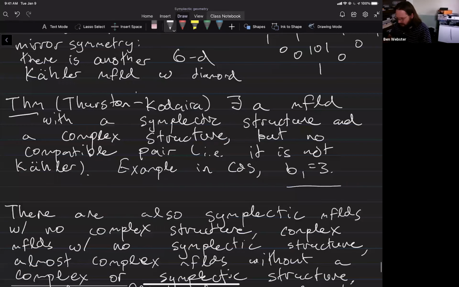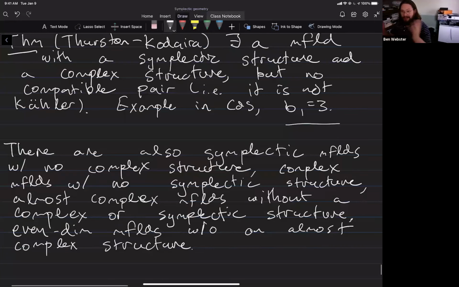All right, and I'll just refer you to Cannas da Silva for all the examples of all the other things that can happen. Basically, any combination of these structures existing or not existing that you can imagine, it happens. This is one of these situations of Murphy's law: if you don't know a theorem that tells you something can't happen, probably it does. Yeah, I'm out of time, so I'll refer you to Cannas da Silva and open the floor up for questions.